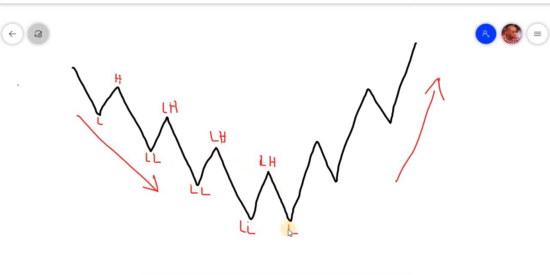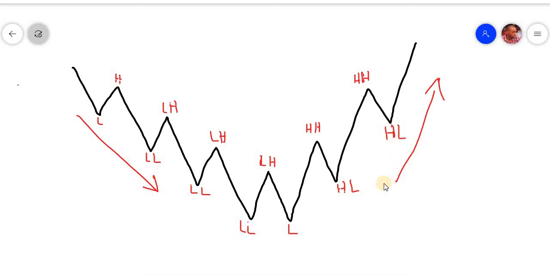But what happened here, this one is a higher high. And this one is a higher low, because this low is higher than this low. It's a higher high, higher low, and so on and so forth.